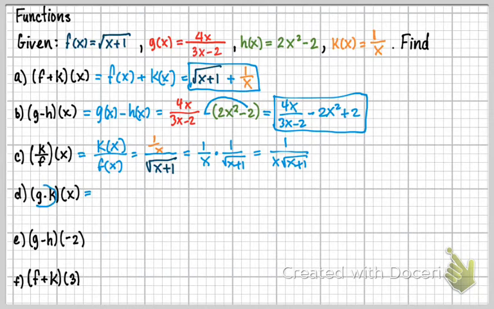This is a times here. See a little times there? So I'm going to times those, or multiply them. So that's going to be g of x times k of x. That's really what that means. Okay, so my g is 4x over 3x minus 2, times, and then my k of x is going to be 1 over x.